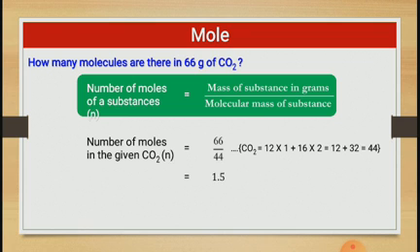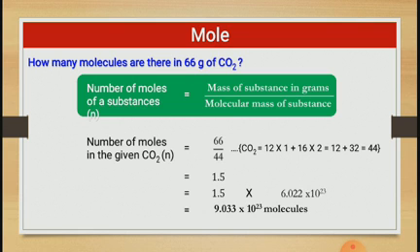But we have to multiply with Avogadro's number. Why? Because it is the main value, the unit of the mole. That is why 1.5 into 6.022 into 10 raised to 23. Now multiply them. What is your answer? The answer will be 9.033 into 10 raised to 23.